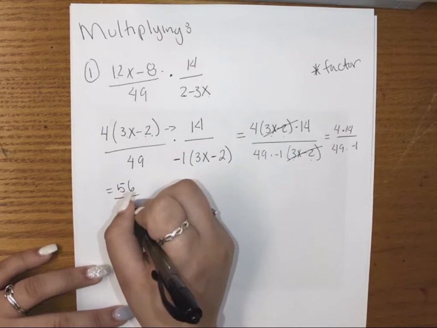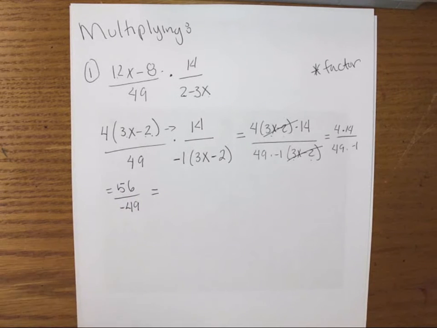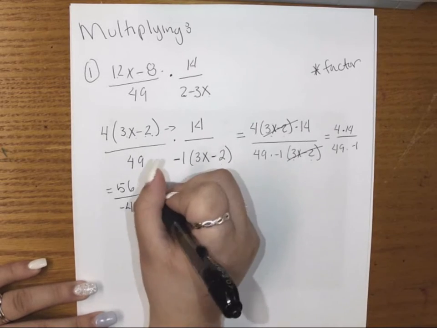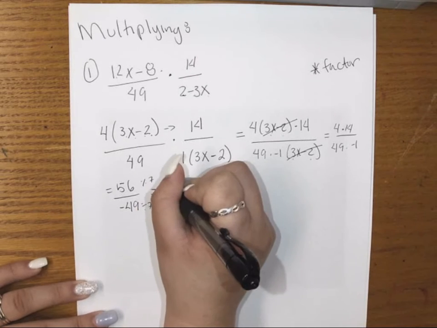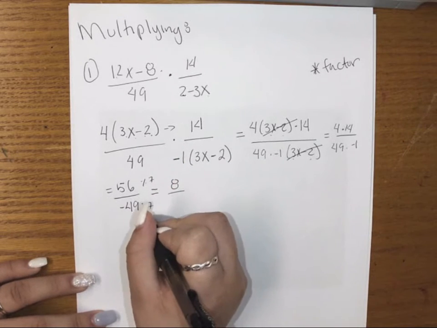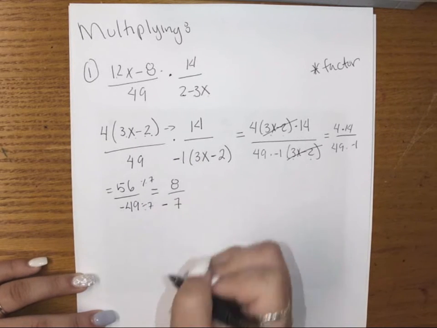49 times -9, we end up with -49. And if your fraction simplifies, you need to go ahead and simplify it. So I see that this simplifies by 7, so they're both divisible by 7. So 7 goes into 56 8 times, and 7 goes into 49 7 times. And don't forget your negative.